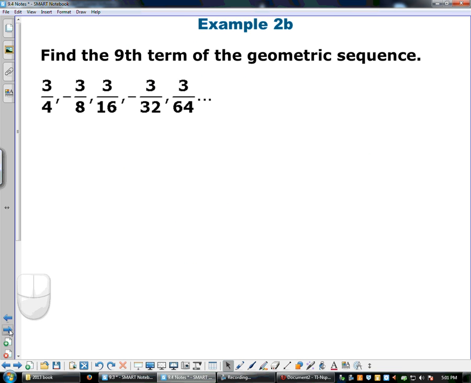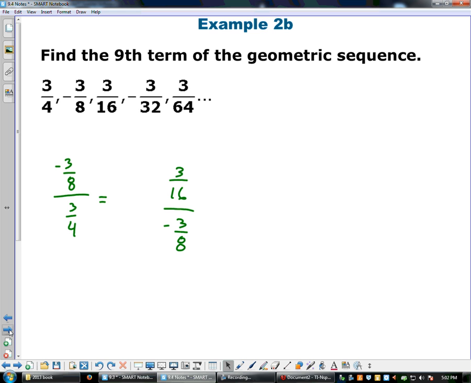All right, let's take a look at this example. We're going to find the ninth term of this geometric sequence. We're starting with 3/4, -3/8, 3/16, -3/32, and so on. Well, we first need to find our common ratio. They told us it's a geometric sequence, so -3/8 divided by 3/4 should be our common ratio, and it should be equal to 3/16 divided by -3/8, and so on.